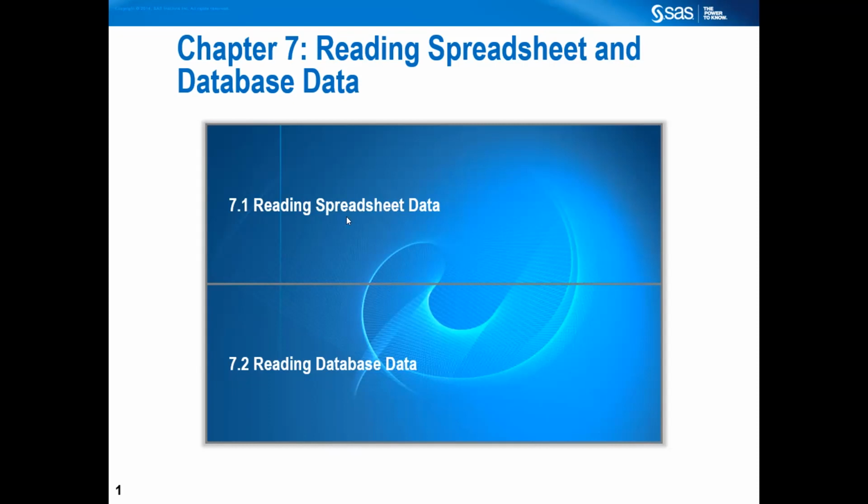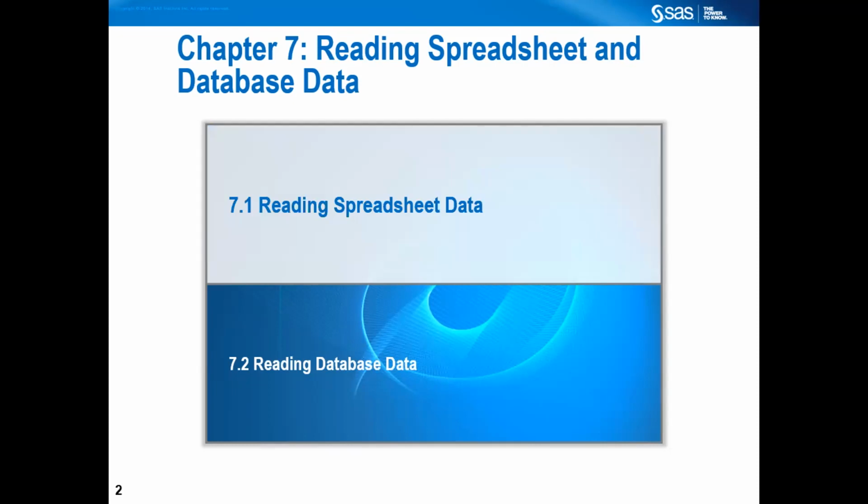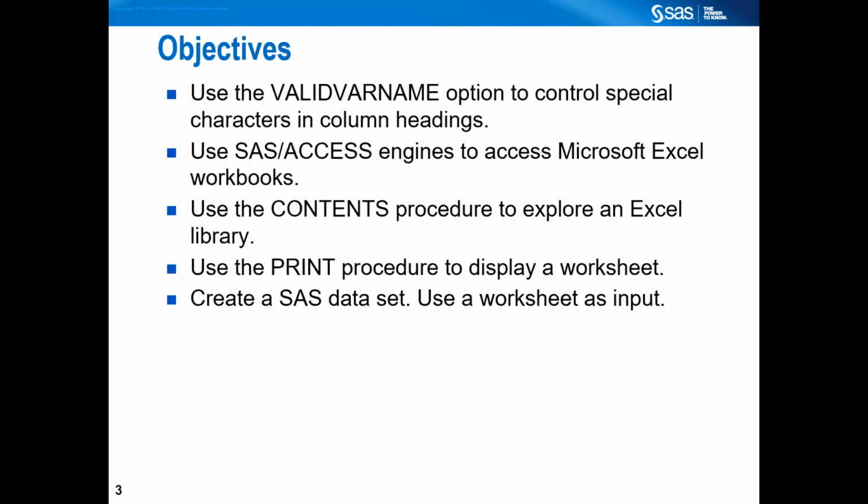So we'll be seeing how one can read spreadsheet data and we'll be reading database data as well. Apart from Excel, we'll also see how one can read data which is Oracle. Okay, so let's take one example here. With these objectives, we are going to see how one can read the data with the validvarname option. Then we'll see that at the backend SAS/ACCESS is the engine which helps to connect to Excel files. Then we'll see the contents for Excel, we'll see the proc print, and of course, we'll create a data set out of a worksheet.